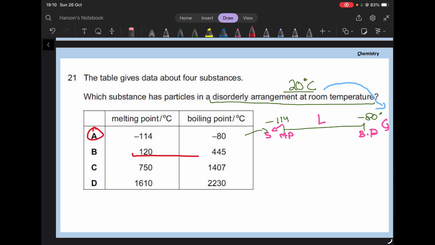You can see for this and this, 20 degrees actually is below this. So solid, 20 degrees Celsius would be below the melting point here as well. All of these are solid, and that would be a regular arrangement. This orderly arrangement can't be a liquid as well, because regular arrangement would only be for a solid.